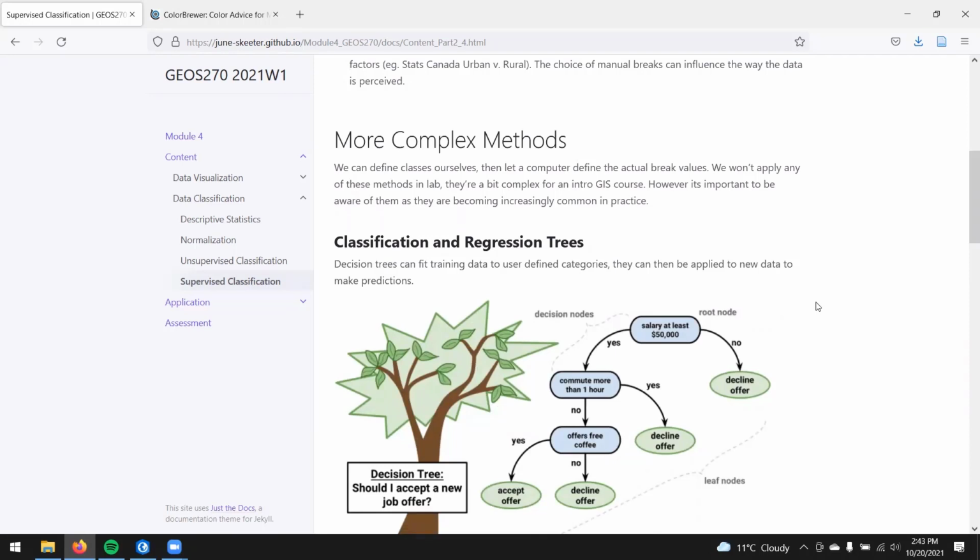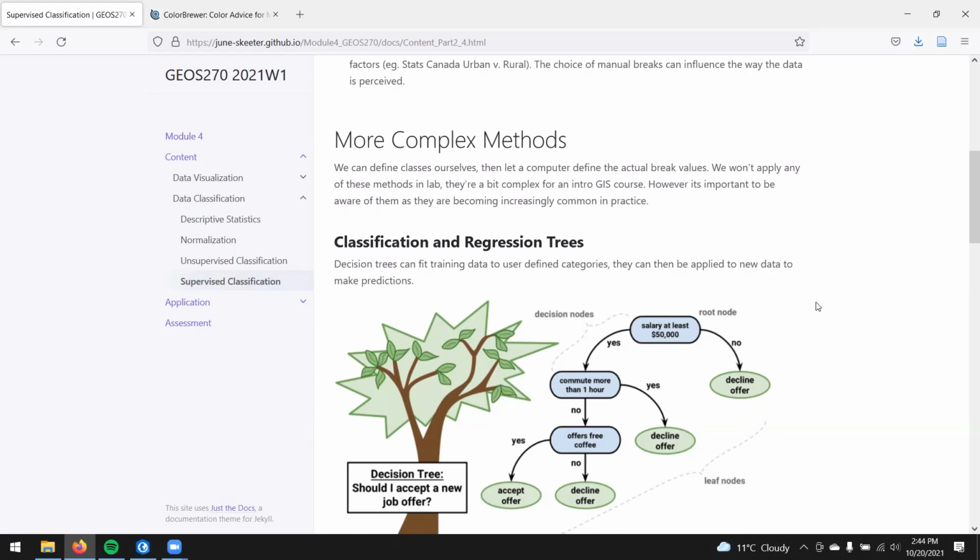And as with the unsupervised classification, there's much more complex methods that you can generate. So we can just explicitly manually do the whole thing ourselves, like what we did with the Stats Canada data. But in many cases, especially when working with data that's got multiple dimensions to it, that won't work.